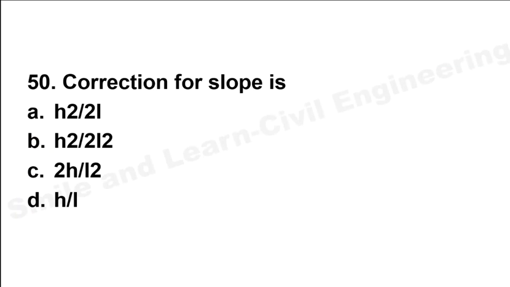Question number 50, correction for slope. Slope correction is h square by 2l. There are two other formulas. So you need to remember all three formulas for this slope correction part.